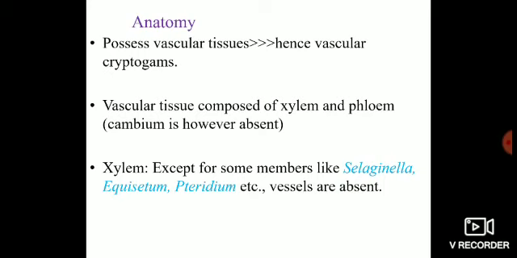Now, first of all, the composition of xylem in pteridophytes. The xylem in case of pteridophytes is composed chiefly of tracheids, but there are some exceptions. For example, Selaginella, Equisetum, Pteridium, you have also vessels in the xylem. When we study our next unit, you will come to know the differences between tracheids and vessels. Okay, and for this moment, you have to remember that in case of pteridophytes, the vessels are absent, but there are some exceptions. For example, Selaginella, Equisetum, and Pteridium, in which these vessels are present. Okay.